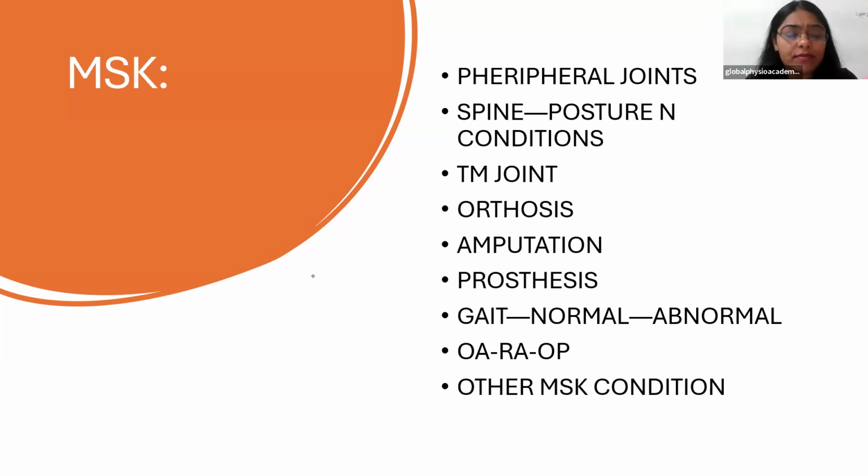Osteogenesis imperfecta, Paget disease. So these are the other MSK conditions you can find from the therapy aid as well. These are the few books which are very, very important. There are also other books mentioned on the website that are also good to go through. But overall, I prefer that if you go through these books, it's easy for you.